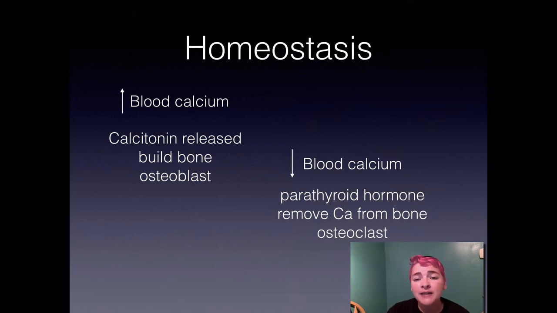When blood calcium gets low, the parathyroid hormone is released, and calcium is released from the bone, removing calcium from the bone. Osteoclasts are the cells that do that. So as your blood calcium gets lower, it's being removed from the bone. And if you don't replace that blood calcium, it'll continue removing it from the bone, making the bones more brittle and break much more easily.